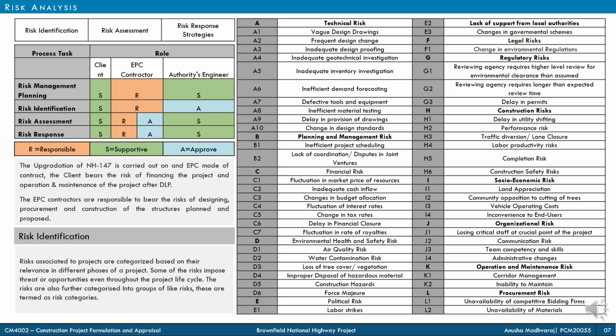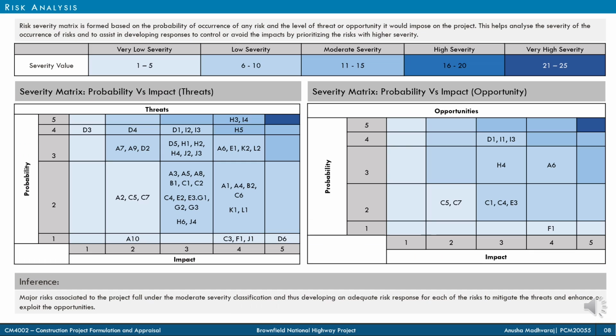Some of the major risk categories identified in the project are tabulated. The risks were categorized based on the threat or opportunity they impose on the project, and based on the probability of its occurrence and impact it causes, a severity matrix was formed for both the cases. First, the severity matrix, probability versus impact for threats.